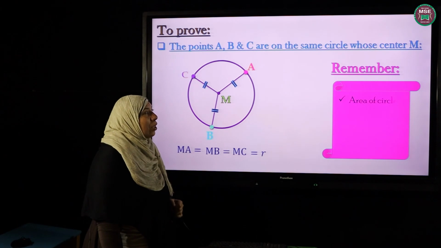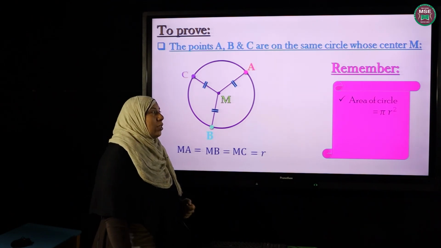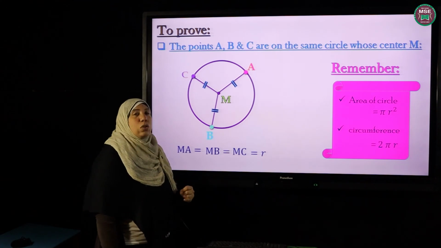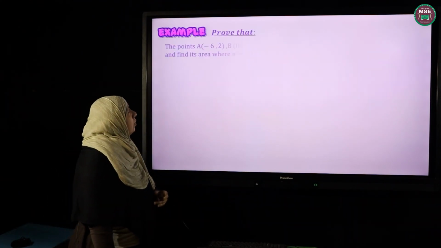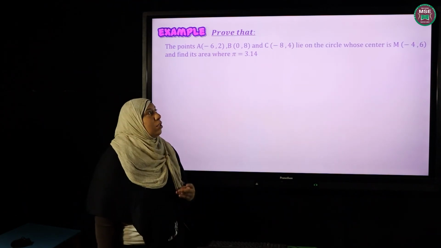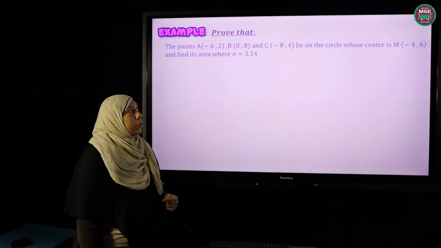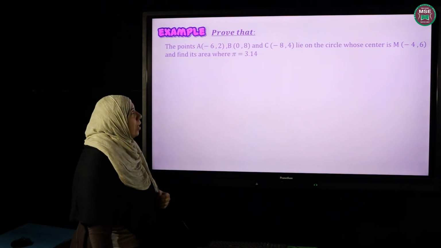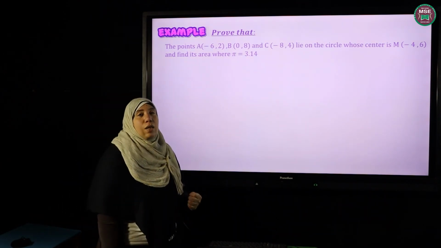You have to remember here that the area of the circle is pi r power 2, and the circumference of the circle is 2 pi r. For example, prove that the points A, B, and C belong or lie on the circle whose center is (negative 4, 6), and find its area using pi equals 3.14.